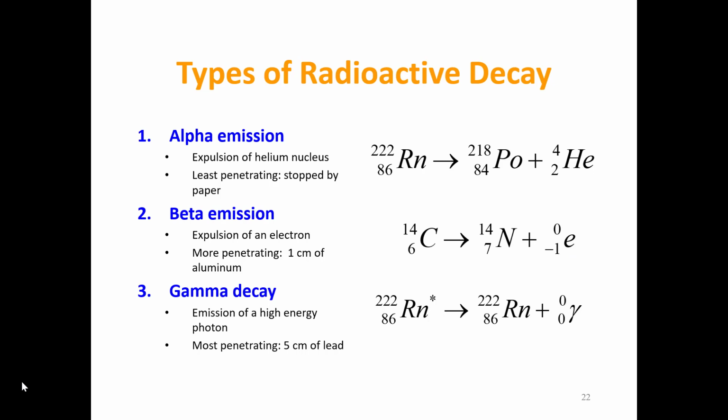For gamma decay, we know there is no change in protons or neutrons. What happens is there is a change in the energy of the nucleus. This is why the atomic number and the mass number stay the same, but this asterisk means here we have the excited state, and here we have the lower state of the same nucleus. Plus, we need to add the gamma radiation symbol. Yes, here we summarize the three types of radioactive decay.